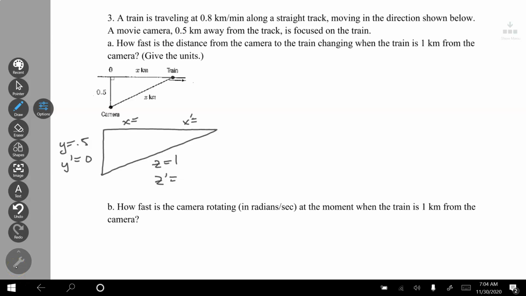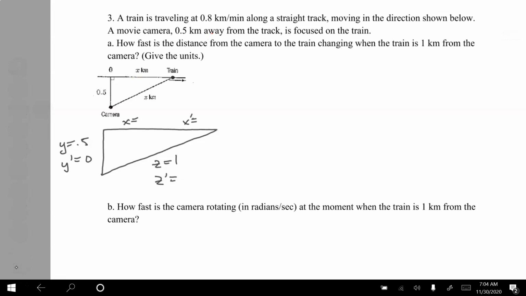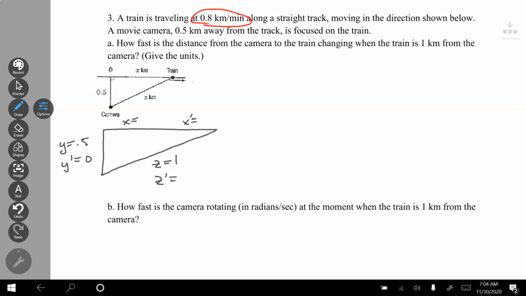Okay, we're back to our Pythagorean theorem derivative, and we have a train that's on a track that is moving in this direction at 0.8 kilometers per minute. Wow, that sounds like a rate. So it looks like it's going this way. I think my x prime is 0.8 along a straight track at a direction shown below, a movie camera. So here's my camera right here. Here's my train moving this direction. And the camera is a 1/2 kilometer away from the track. So right here, this distance y is a 1/2 kilometer. And my y prime is 0 because this distance is never changing.